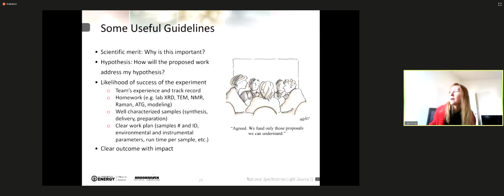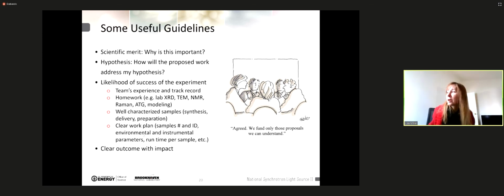Report any homework that's already been done so far. Did you do lab XRD, TEM, NMR, etc.? Do you have supporting data that, again, says why you want to use the synchrotron to study these samples? Make sure you prove that the samples are well characterized. Even if you're taking dredged soil from the bottom of the Hudson River, it can still be characterized ahead of time. The particle size can be characterized. The composition of the water that they came from could be characterized. They could be separated by particle size, etc. Even for the dirtiest samples, you can characterize. You need to characterize those ahead of time.